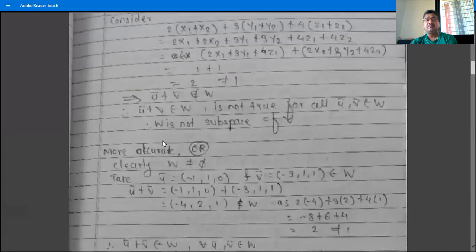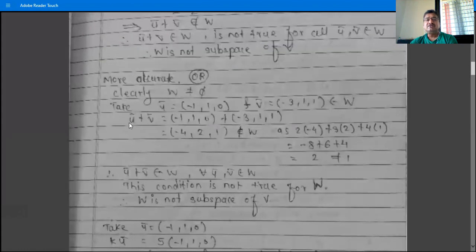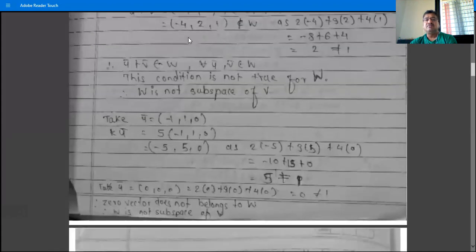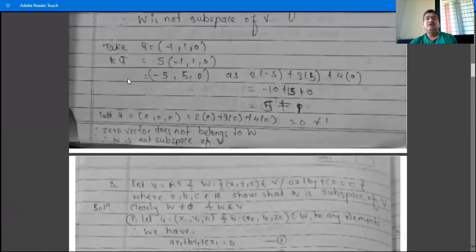This is the first method, up to this. This is the second method: by using a counter example, we show that U bar plus V bar belonging to W for all U bar and V bar in W is not true for W. This is the third: K U bar belongs to W for all U bar in W and for any scalar K, this is not true. We can give the counter example. And also we can show, in this fourth way, that the zero vector does not belong to W, and therefore W is not a subspace.